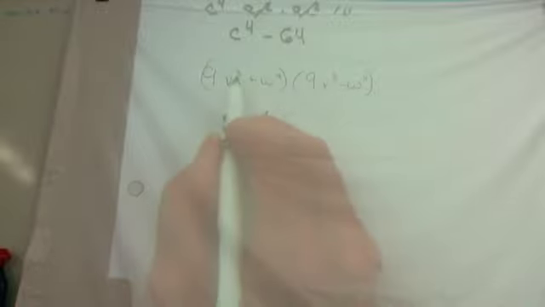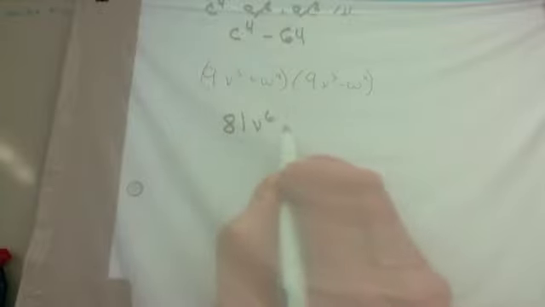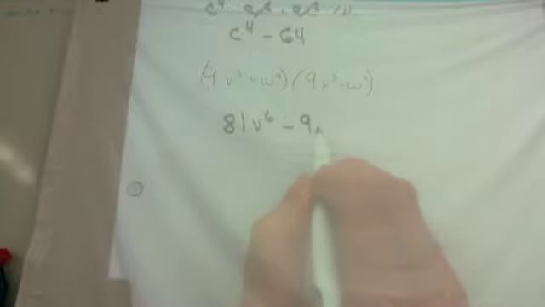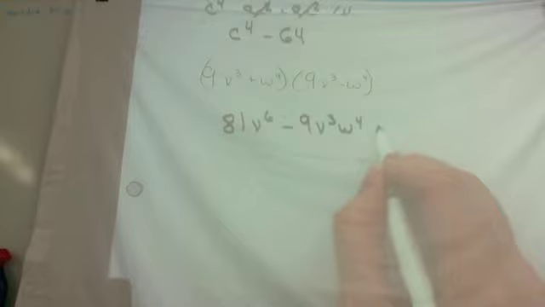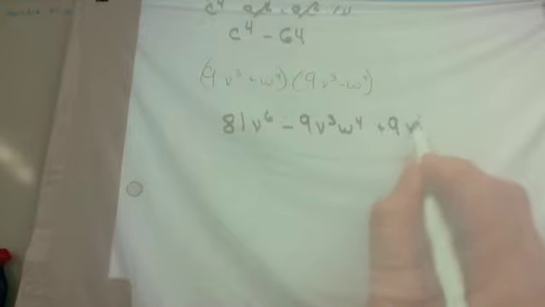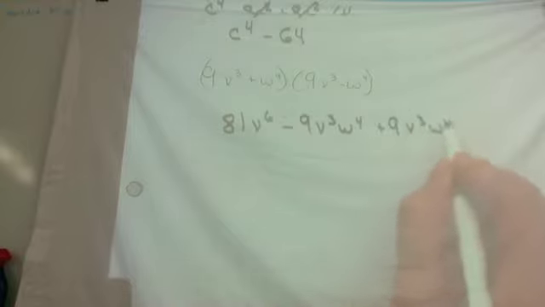So first times first is going to be an 81b to the 6th power. Because, remember, when you multiply exponents with the same base, you add the exponents. So 3 plus 3 is 6. And then 9b cubed times negative w to the 4th is just negative 9b to the 3rd w to the 4th. And then I'm going to multiply a positive 9b to the 3rd w to the 4th.